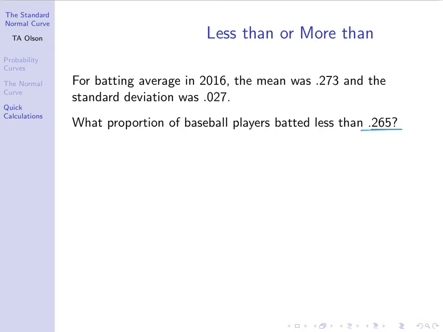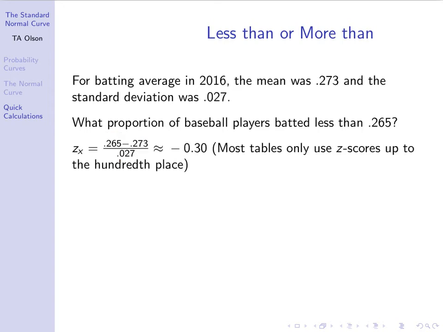All right, so let's set up our z-score. Remember, it's the data point minus the mean divided by the standard deviation. So in this case, it looks like this. Our data point was 265. That's the point we worry about. The mean was 273, and the standard deviation was 0.27. All right, do a quick calculation, and let's see what we get. All right, so I get a z-score of negative 0.30. Most of the tables that we're going to see, they only use z-scores up to the 100th place, so it's the second decimal place, so let's leave that where it is now.